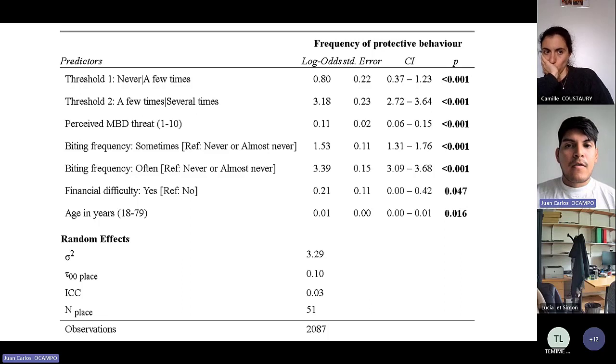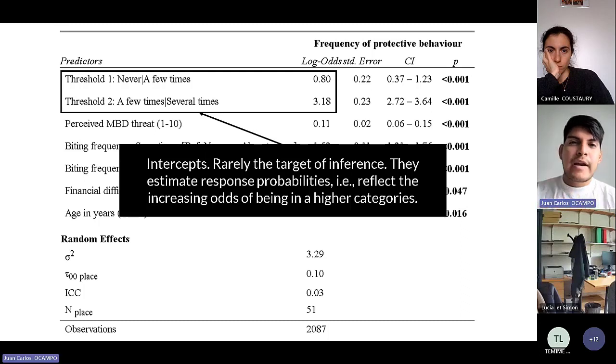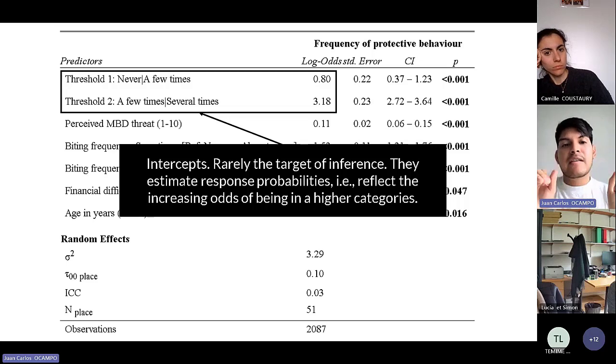Here is our model for the frequency of protective behavior. First, just to get it out of the way, if you're not familiar with cumulative logit mixed models, I wasn't personally, you do get thresholds, which work as intercepts. They're rarely the target of inference, and they really estimate the response probabilities. They reflect the increasing odds of being in higher categories. So you could read these as the intercept between never and a few times, and then between a few times going to several times. That's how cumulative logit models work, and that's why we have these two here.